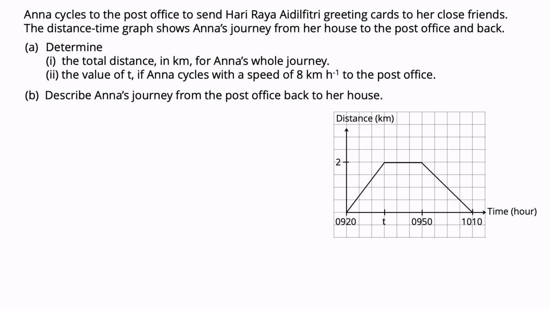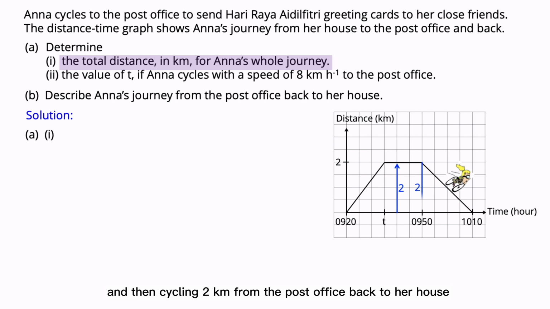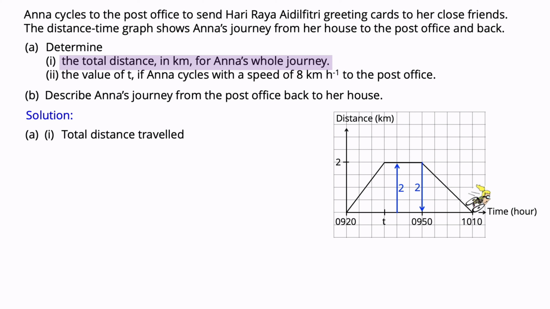The last one, Anna cycles to the post office to send Hari Raya Idul Fitri greeting cards to her close friends. The distance time graph shows Anna's journey from her house to the post office and back. A. Determine the total distance in kilometers for Anna's whole journey. Anna cycles 2 kilometers from her house to the post office, and then cycles 2 kilometers from the post office back to her house. The total distance traveled for Anna's whole journey is 2 plus 2 equals 4 kilometers.